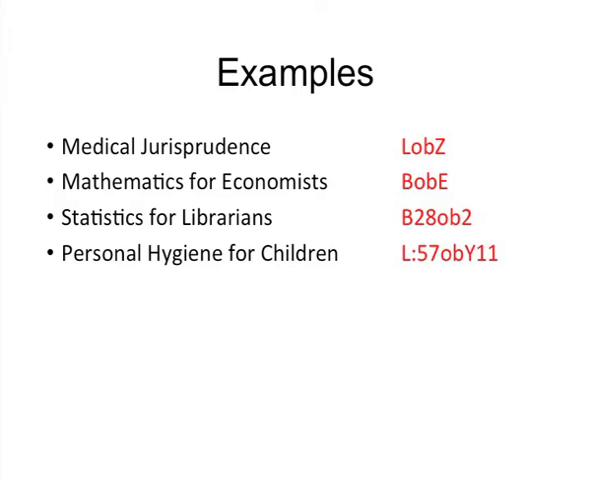2 is library science. I give you another example of the bias relation, wherein it is between two different disciplines, and the example is personal hygiene for children. The number becomes L colon 570 B Y 11. Y 11 is children and L colon 57 is personal hygiene.